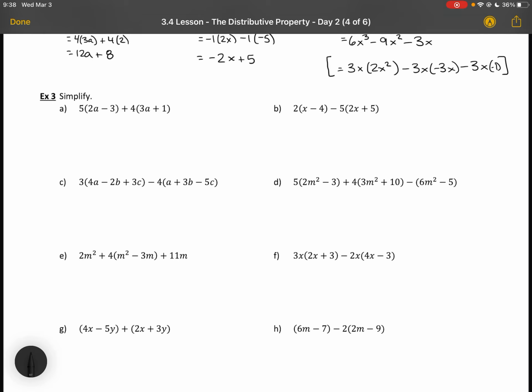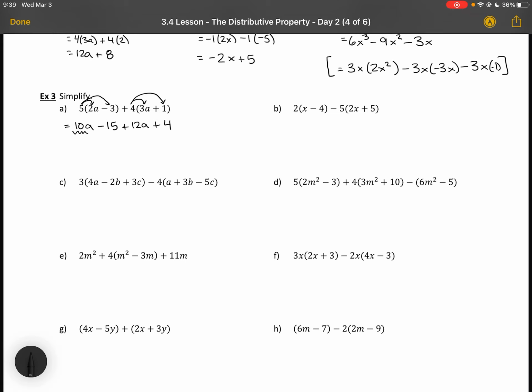Now we're going to go on to some more complicated examples here that have multiple sets of brackets in one expression. If you have multiple sets of brackets, the same rule is true. Whatever is immediately outside a bracket applies to both things inside the bracket. So here I would have 10a minus 15, and then my second set of brackets plus 12a plus 4.